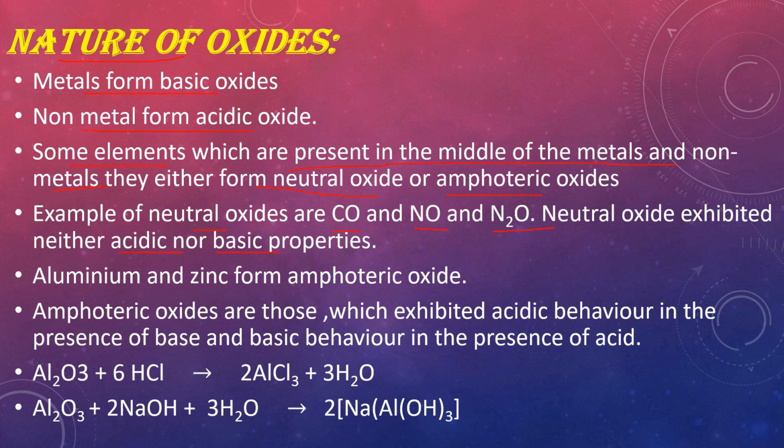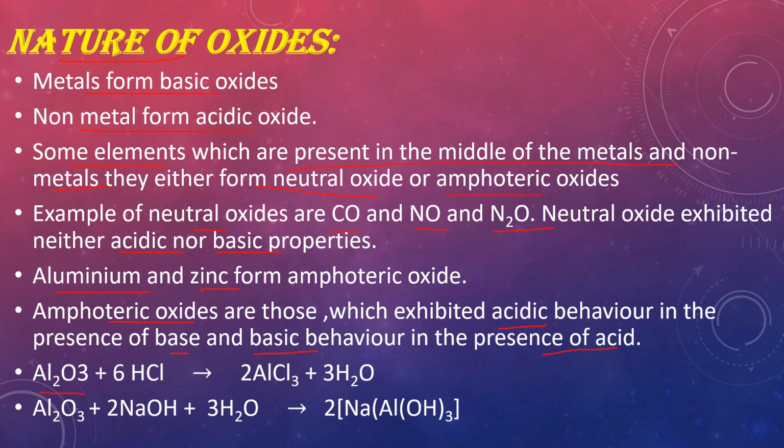Some oxides are amphoteric in nature. For example, aluminium oxide and zinc oxide. Amphoteric oxide means they exhibit both acidic and basic behavior. In the presence of a base, they behave like acidic oxides, and in the presence of an acid, they behave like basic oxides. For example, Al2O3. When Al2O3 reacts with an acid, it behaves like a base and forms salt and water, AlCl3, that is aluminium chloride, and water.